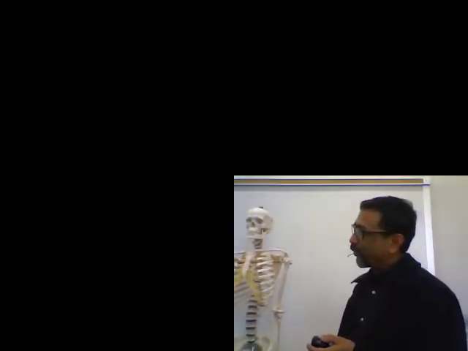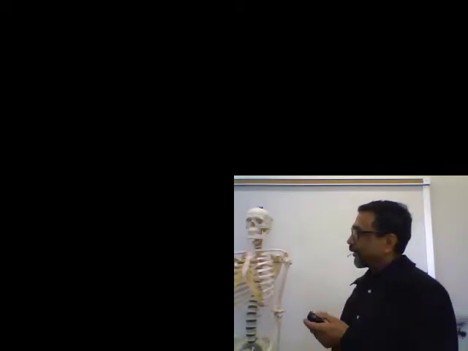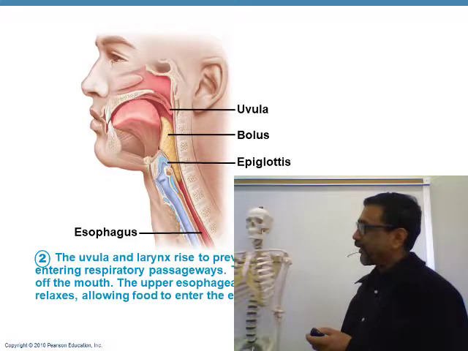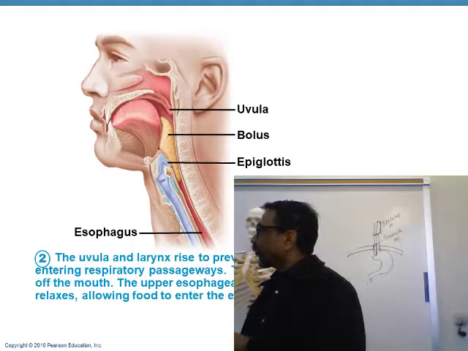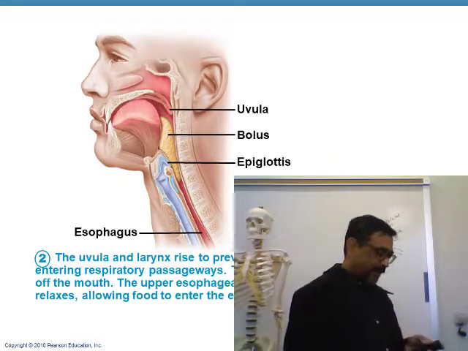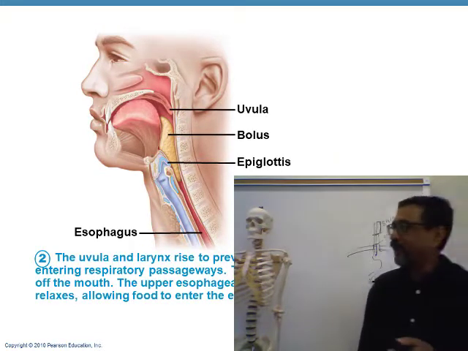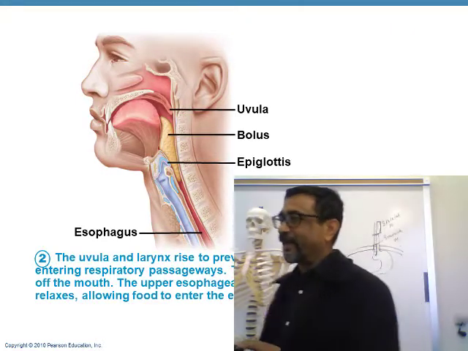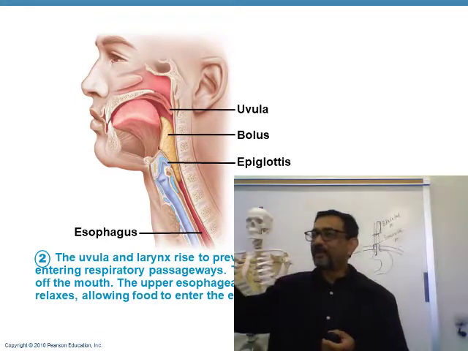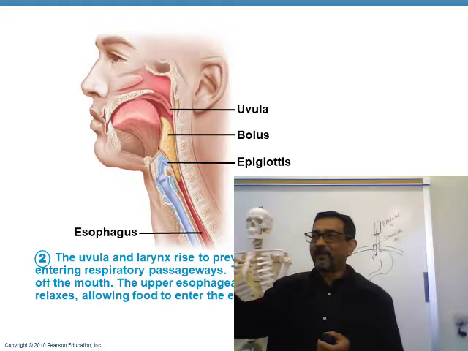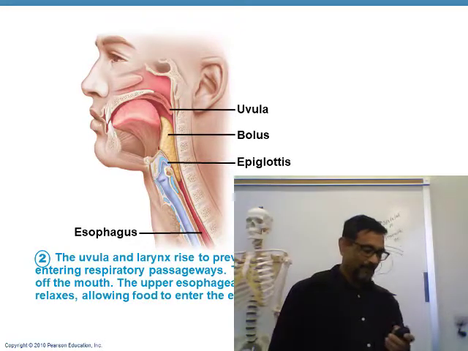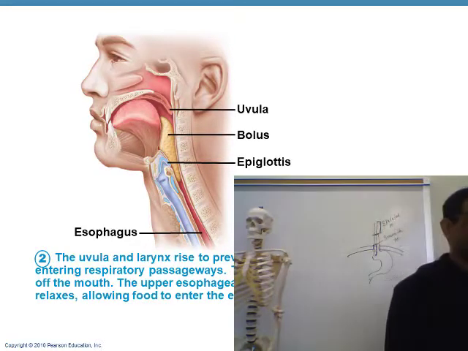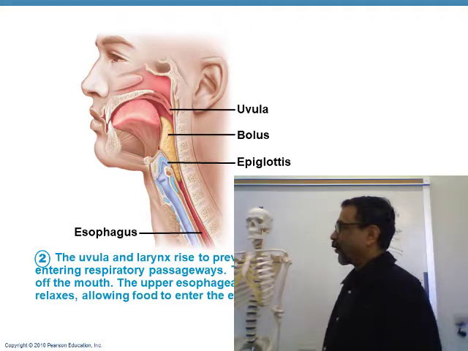Uvula moves up to close the entrance of nasopharynx, and upper esophageal sphincter gets open to let the food get into the esophagus. Once the food bolus is entirely into the esophagus, the upper esophageal sphincter gets constricted again, which makes sense, right? If it remains open, then food can again go upwards and enter into your pharynx. You don't want that. You want to make sure that food moves downwards.